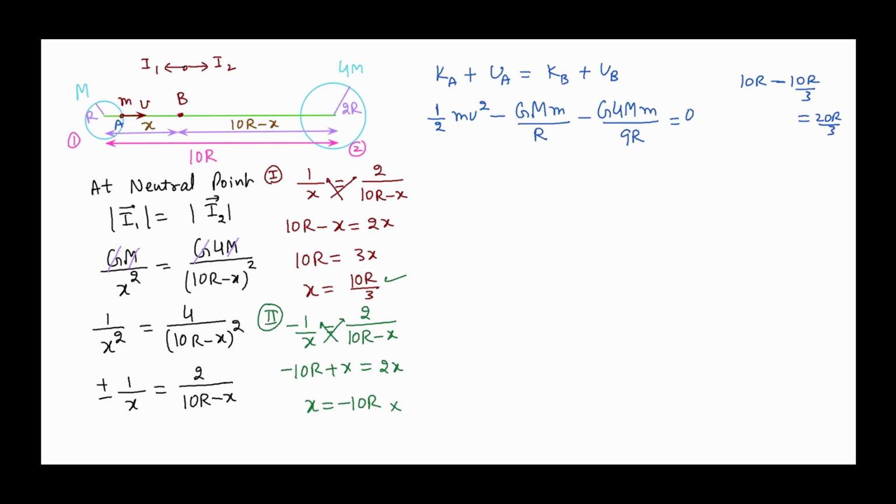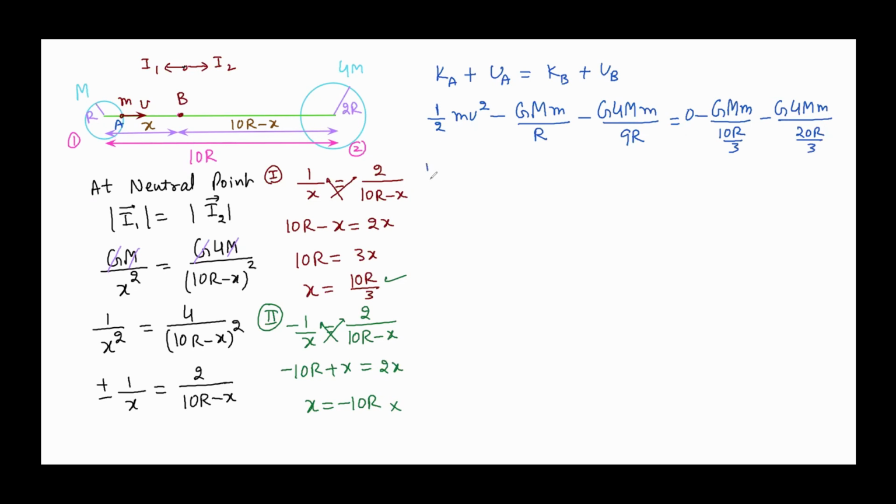So you can say that when it is at B, the potential energy due to this mass is minus G. The mass of the planet is m. The mass of the rocket is small m. The distance is 10r by 3. And the mass of this planet is 4m. The rocket is m. And the distance from this is 20r by 3.